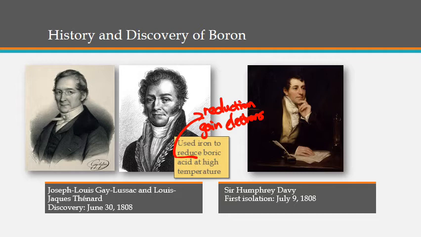So now when I say these French chemists used iron to reduce boric acid, it means that boric acid gained electrons.